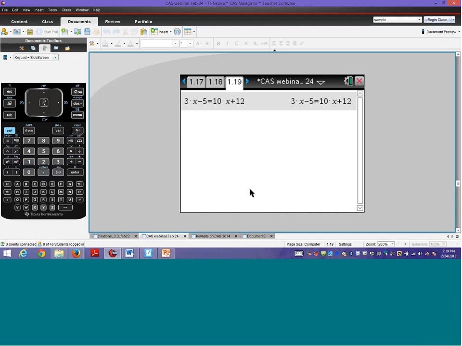So here I have 3x minus 5 equals 10x plus 12. I had already typed it in just so that you didn't have to watch me do that. There are several things you could do here to solve this equation, and that's one of the reasons I like the CAS: you have freedom to do things correctly, incorrectly, or even things that are helpful or that can be done but may not be helpful to solve the equation.